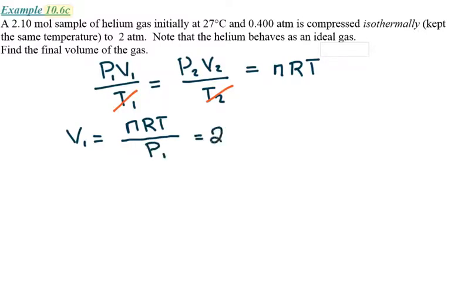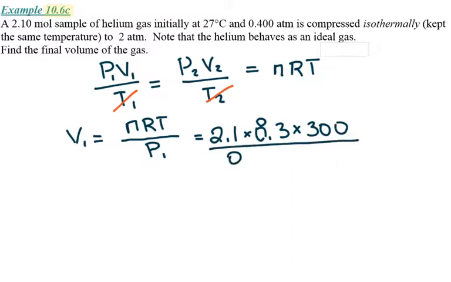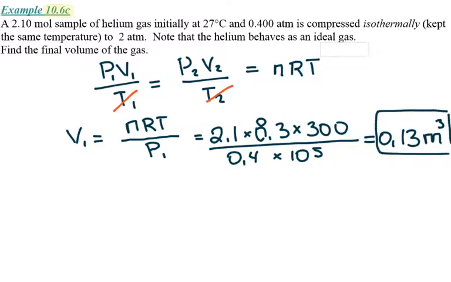So I get 2.1, 8.3, and 300. And all of that divided by 0.4 times 10 to the 5th. So that will give me the volume 1 equals 0.13 meter cubed. And now when I know the volume 1, I can find the volume 2 from volume 2 is equal to P1 V1 divided by P2.